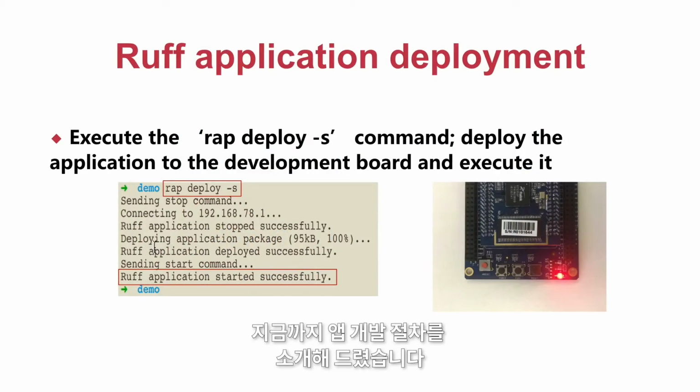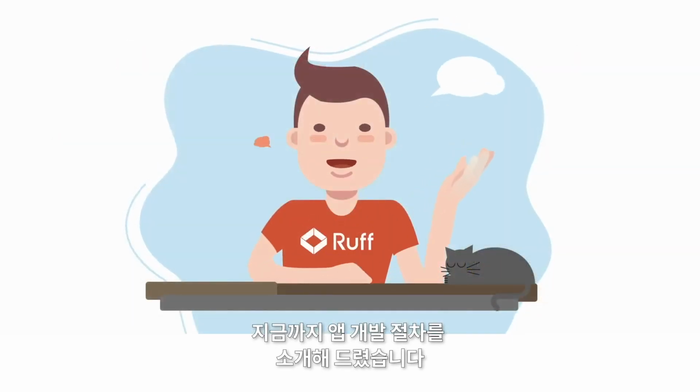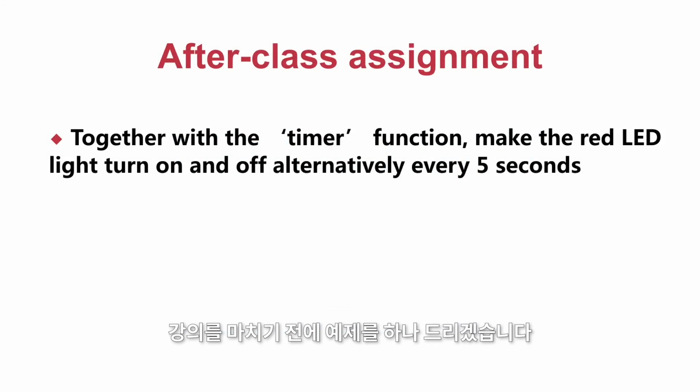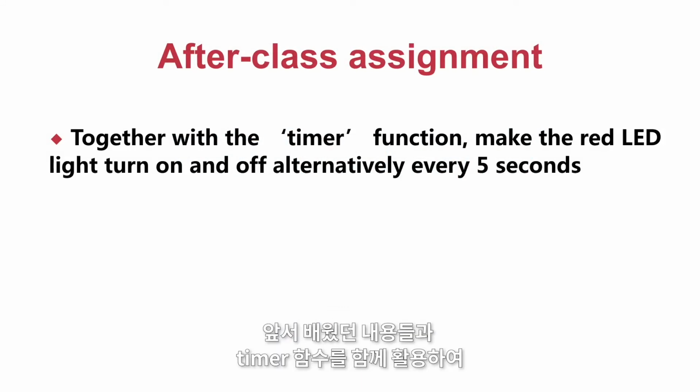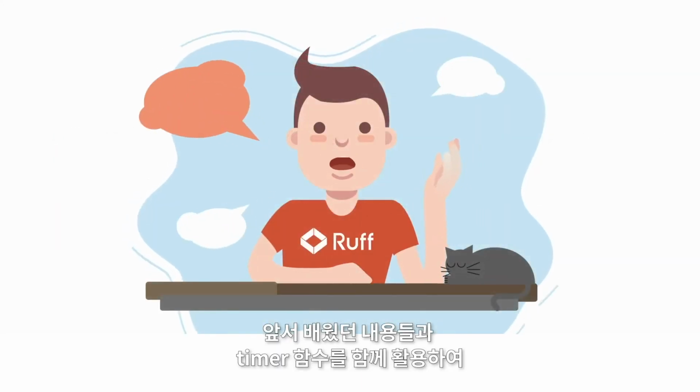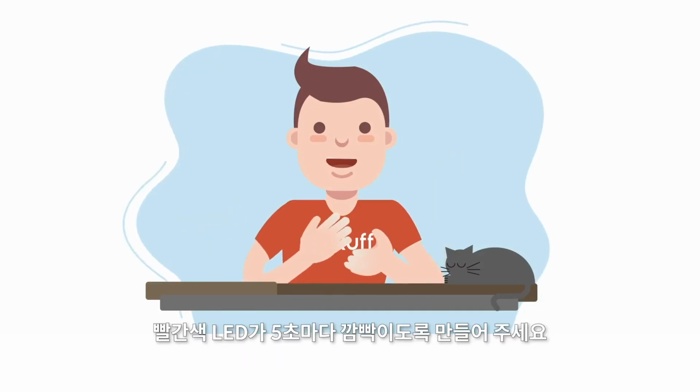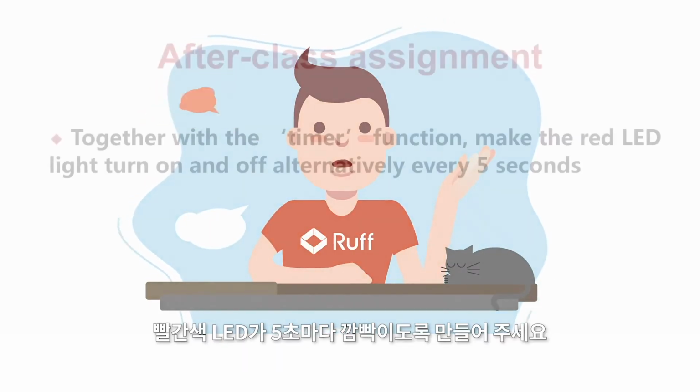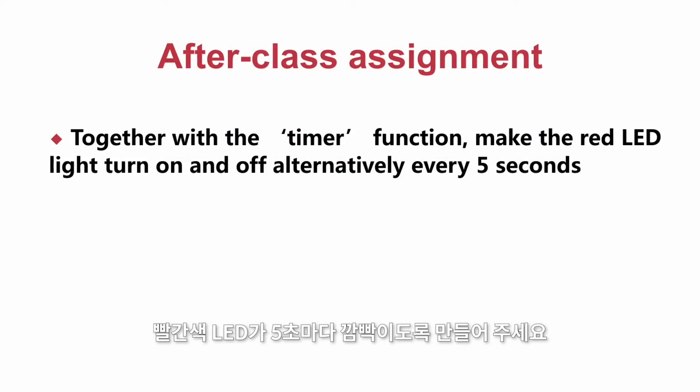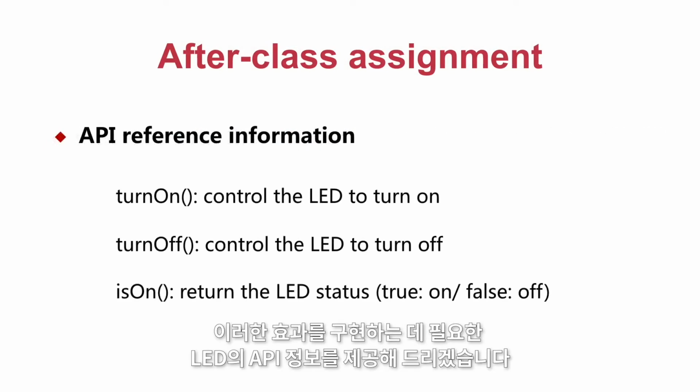So far, we've introduced all of our application procedures. Now I assign you an exercise after class. Together with the timer function we learned before, try to achieve such an effect: let this red LED light up and turn off alternately every 5 seconds. For realizing such an effect, I'll provide you some information or APIs for this LED.